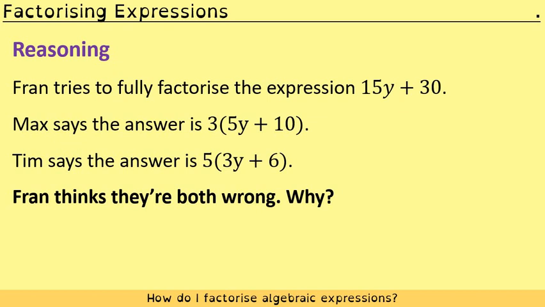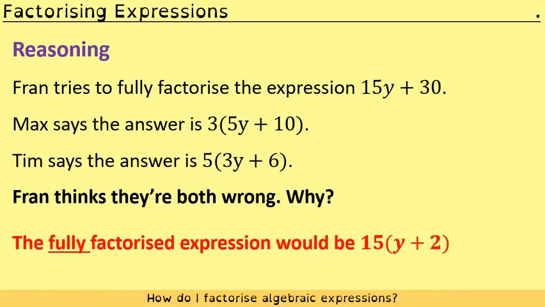You can write it down if you want to, but you can just think about it. Okay, well, they're both wrong because the fully factorised expression would mean we would have to take out the largest possible value. Now, Max has certainly not taken out the largest possible value. He's only taken out a factor of 3. Tim only took out a factor of 5. But it is possible to take out a factor of 15 here and have 15 bracket y plus 2. So they're both wrong because the fully factorised expression is 15 bracket y plus 2, where we take out the largest possible factor.